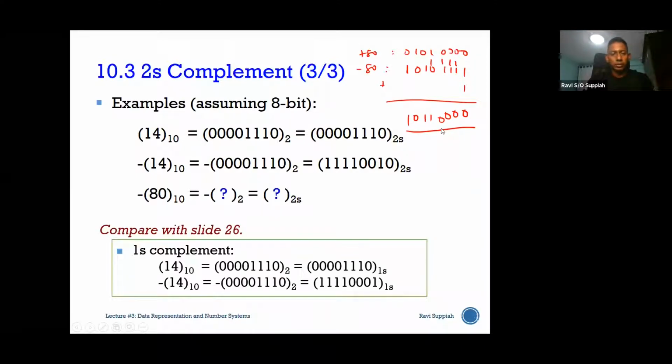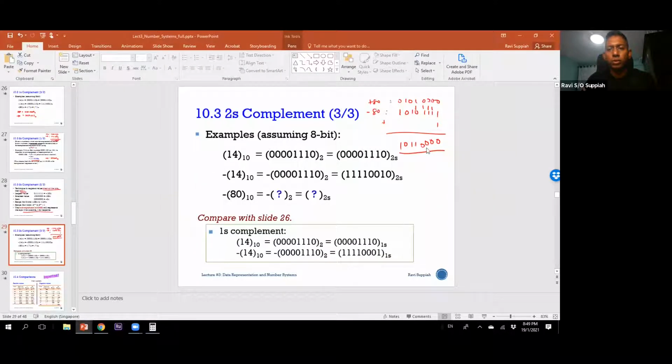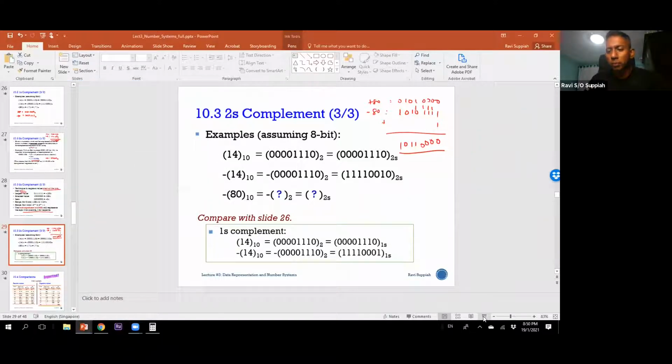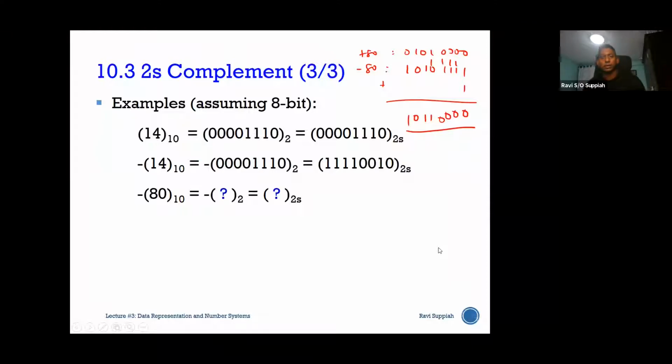Okay, so you can compare this in your calculator just to check. What you get is 10110000. So let's key that in the calculator. I key in 80, and I key a negative sign here. You can see the last 8 bits is 10110000. Okay, so that is basically how the 2's complement system works.